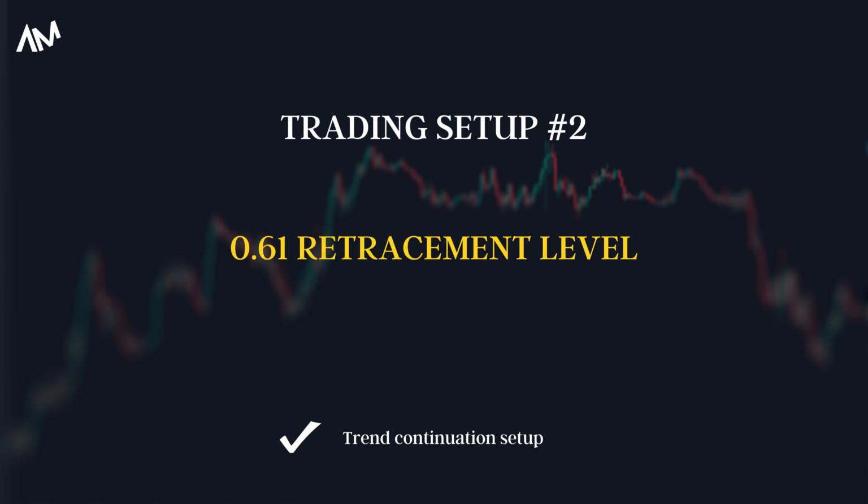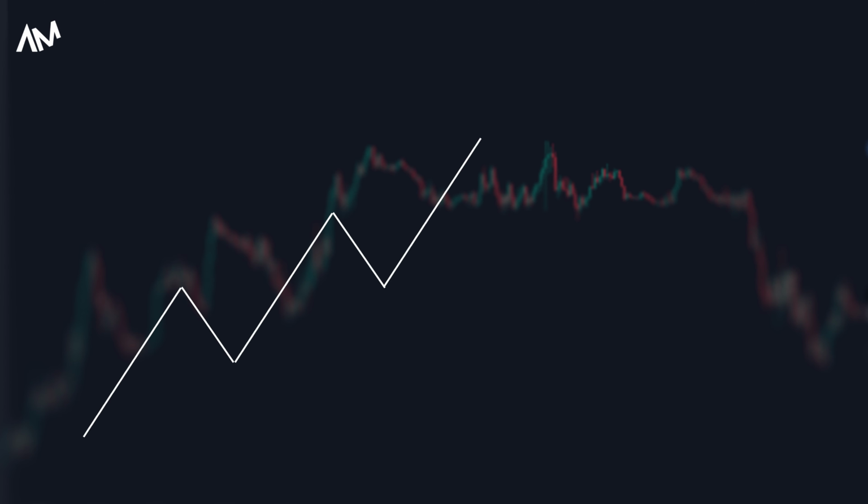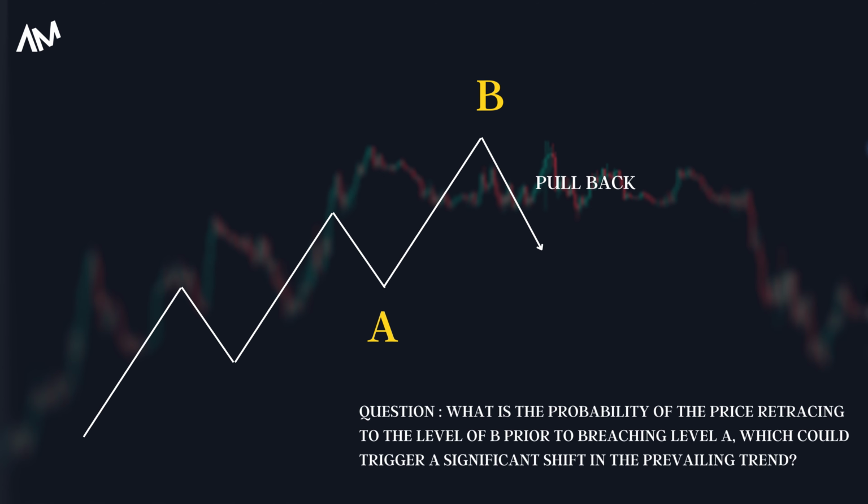Let us imagine that we are currently in an uptrend, and the market is continually forming higher highs and higher lows. The latest impulsive move commences from point A and terminates at point B, following which the market undergoes a pullback. At this juncture, we must ask ourselves the following question. Given that we are in an uptrend, what are the chances of the price retracing to point B before surpassing point A and prompting a significant trend reversal? The chances of this occurrence are relatively high.